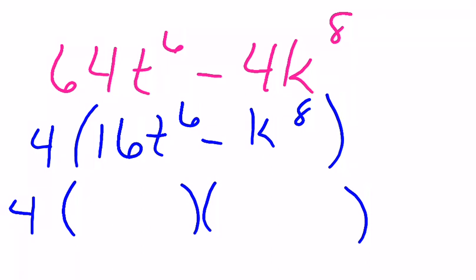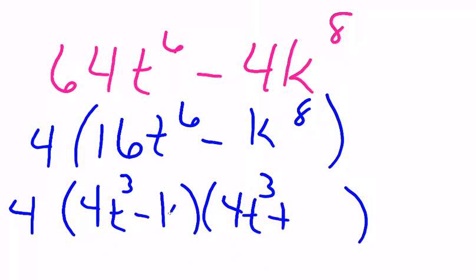So let's look at 16. How do I get 16? Well, one of the ways is 4 times 4. And then t to the 6th, well, that could be t cubed and t cubed, because remember we add our exponents. And then k to the 8th could be k to the 4th and k to the 4th.